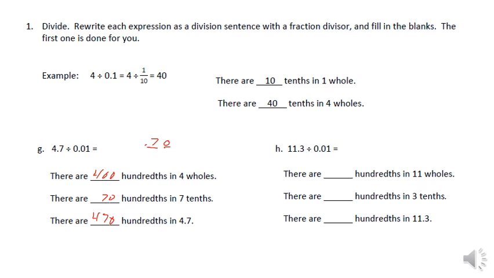Now 11, if you can tell here, there would be 1100 hundredths in 11 wholes, and there would be 30 hundredths in 3 tenths. So we would end up with 1130 hundredths in 11 and 3 tenths. And you can do this by, and we're talking about hundredths, you read the whole number of 1,130 hundredths.